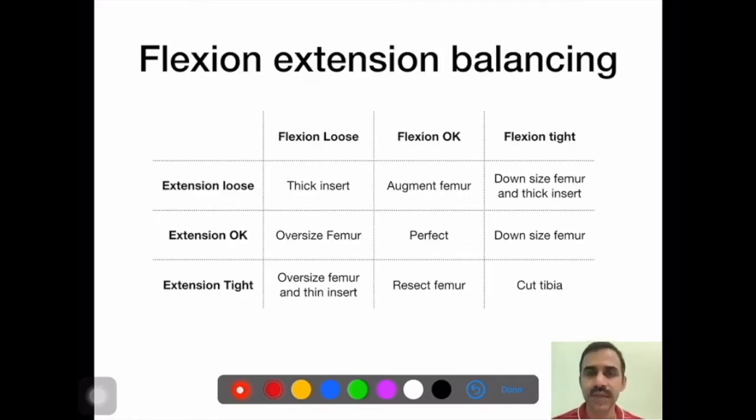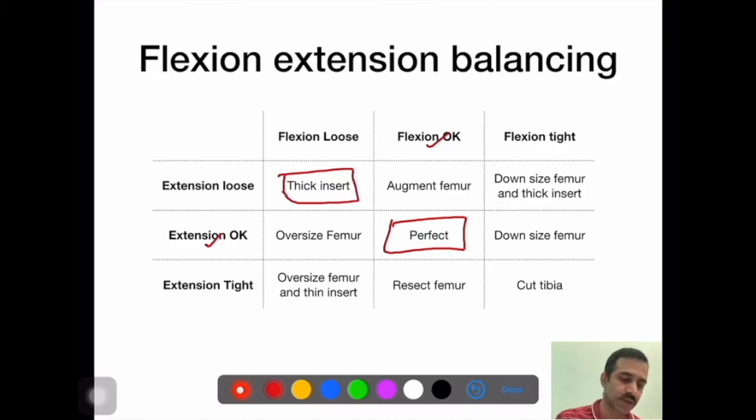The flexion extension balancing has to be understood. If the extension and the flexion are okay, we are in a perfect situation where there is no need of flexion extension balancing. If the extension and the flexion are loose, we have to use a thicker insert, and if the flexion and extension are tight, we have to do a bigger tibial cut.